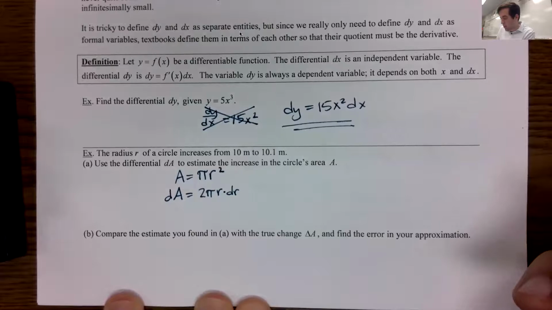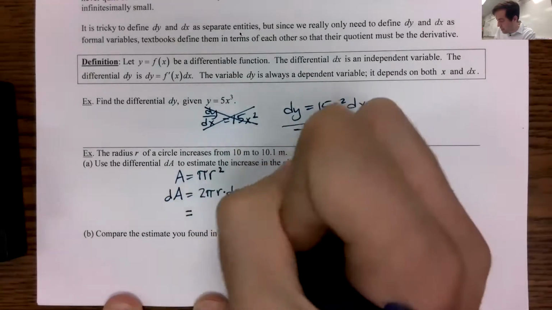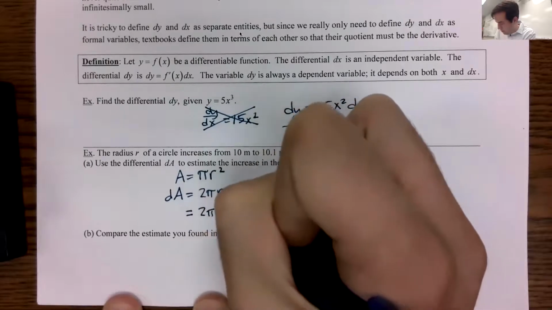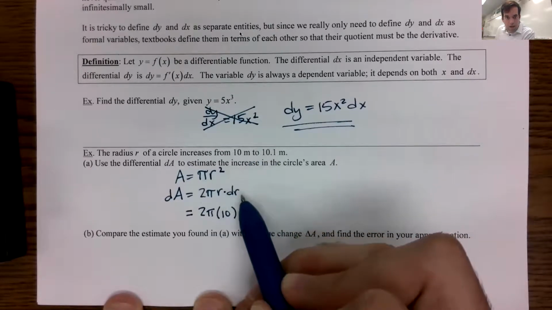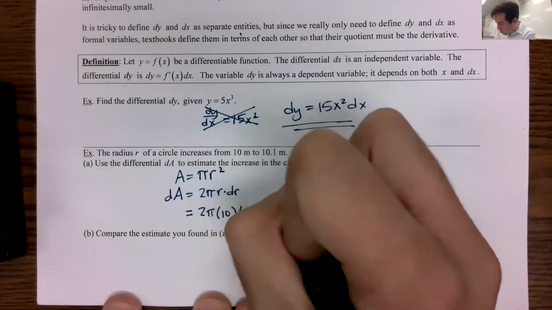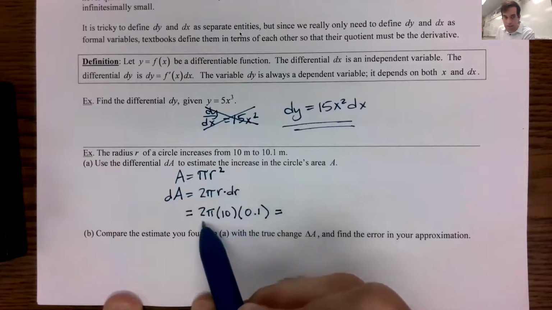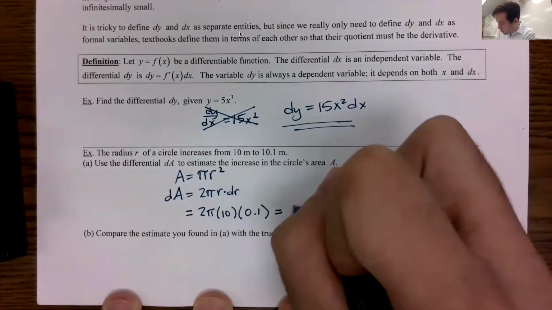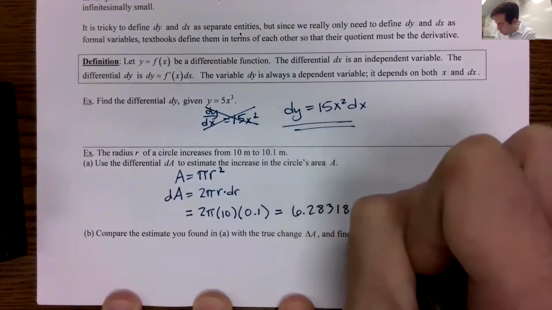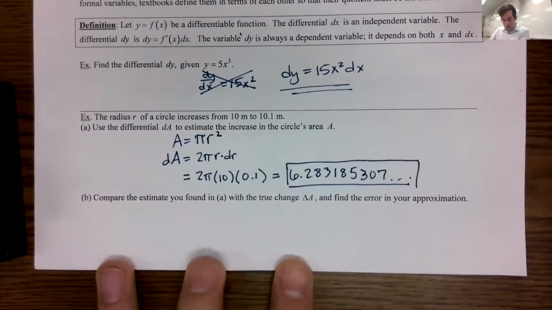And the question is asking us to estimate the increase in the circle's area, A. And so to do that, we're going to have 2 pi times the original radius, 10. And then for dr, we're going to plug in the difference between the original radius and the increase, because think of dr as the change in r. So in this case, the change in r is 0.1. So to find the increase in the circle's area, we can plug in the increase in the radius here, and that will calculate that for us. So we have 2 times pi times 10 times 0.1, and we're estimating the increase in the circle's area to be 6.28318537, etc. I just wrote all that out. It didn't tell us to round it, so I'm just going to write all of the numbers that I have.